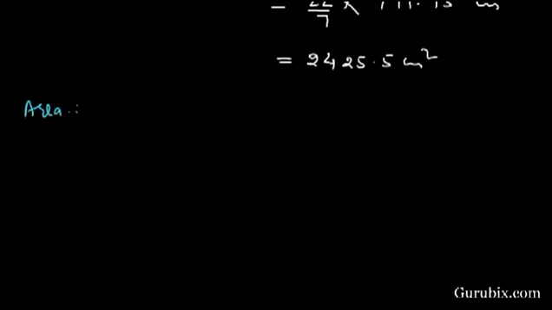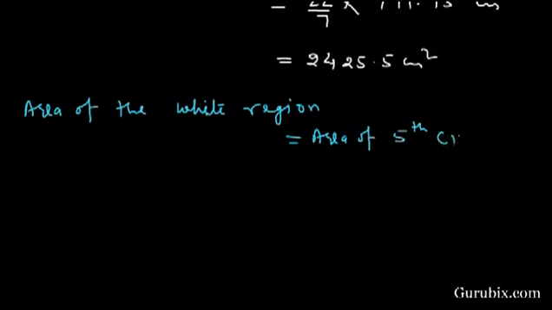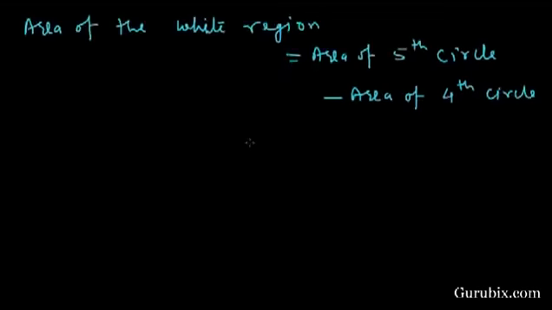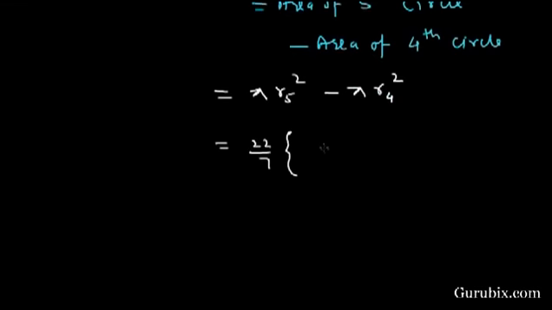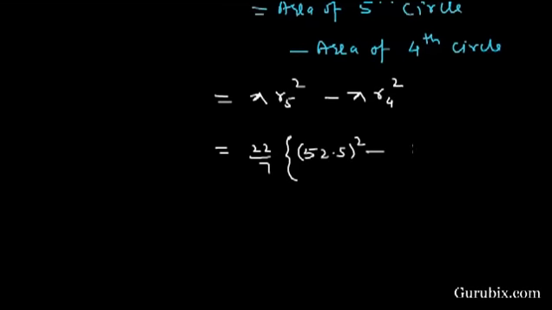And now we shall find the area of the white region. So area of the white region will be area of the fifth circle minus area of the fourth circle. Area of the white region will be pi r5 square minus pi r4 square. Pi is 22/7, r5 is 52.5, so we shall find the square of 52.5, and r4 is 42 centimeters, then we shall find the square of 42, and here we have centimeter square.